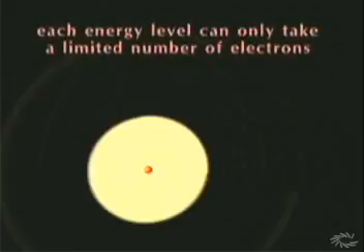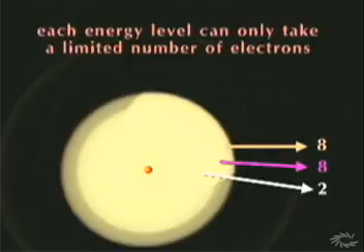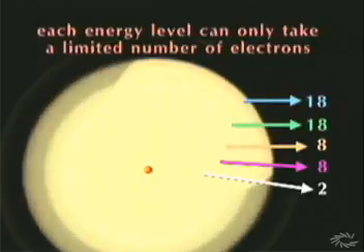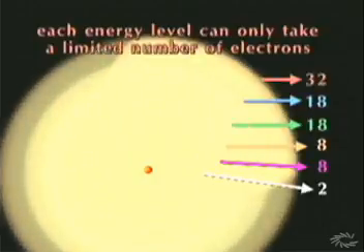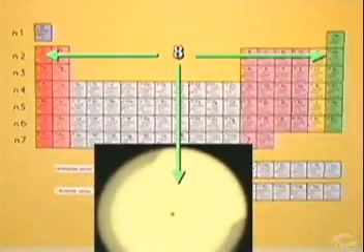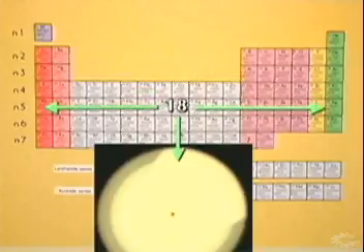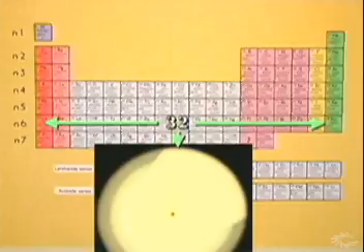Each energy level can only take a limited number of electrons. The first energy level can take 2 electrons. The second and third can each take 8. The fourth and fifth can take 18, and the sixth can take 32. Notice anything? The number of electrons that can be accommodated in the energy levels is the same as the number of elements in the periods of the periodic table. The table reflects the structure of the atoms of elements. This is why the table is so useful.